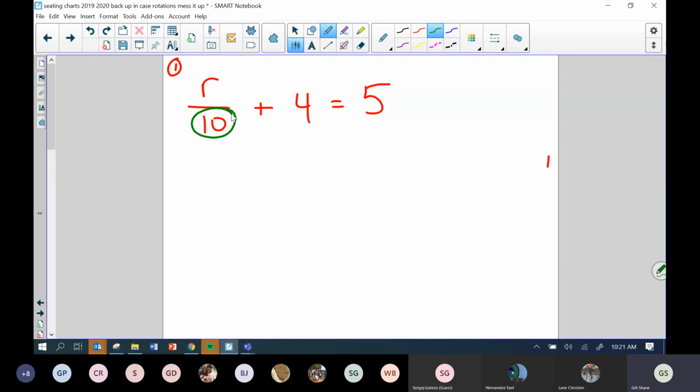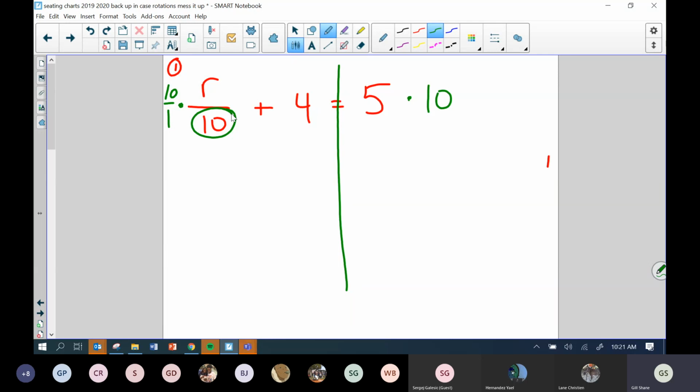So if I want to change this equation and just make it an equation with no fraction in it, no denominator, I could multiply this. So that dot means multiply. I could multiply by 10. Technically, I'm multiplying by 10 over 1, but I'm really also just multiplying by 10. Well, like I just said, if I do it on one side of the equation, I have to do it on the other side of the equation. So I have to multiply this by 10 also.